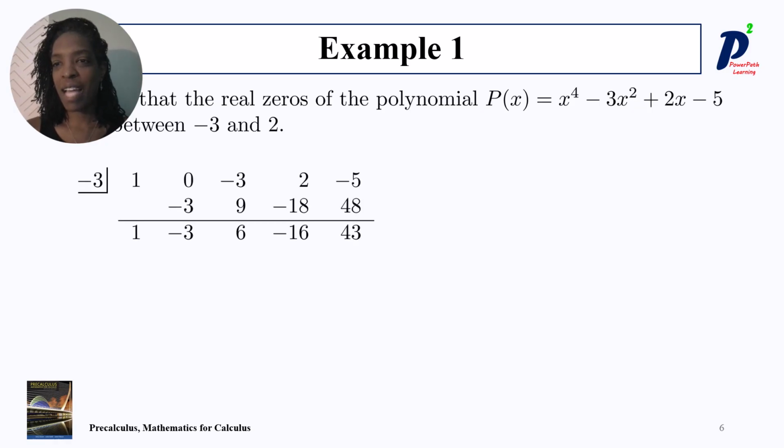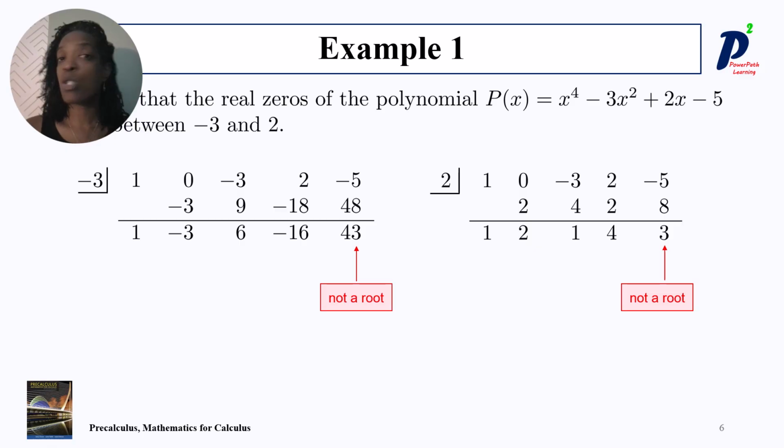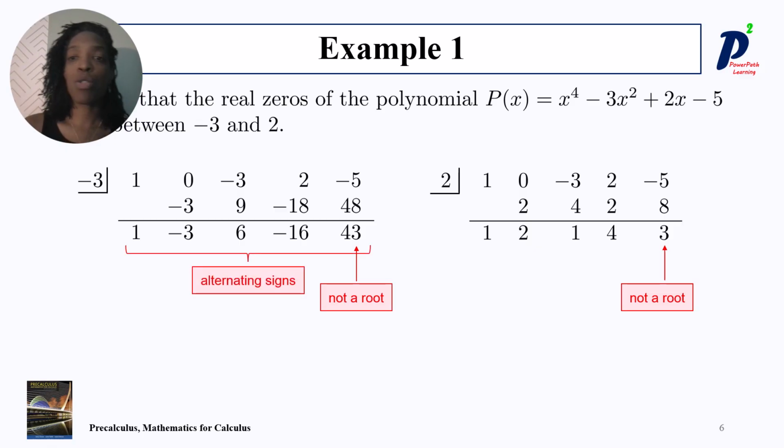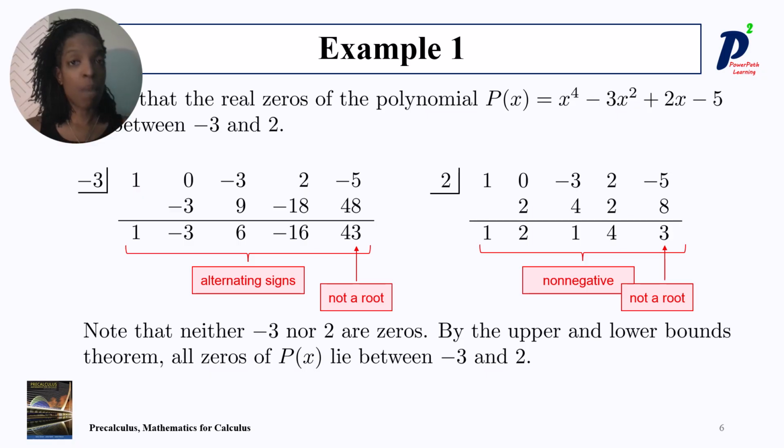Here's our synthetic division for x equals -3 and our synthetic division for x equals 2. For both, the remainder is non-zero, so these are not roots. The quotient and remainder line for x equals -3 has alternating signs. Okay, so this is a lower bound. For x equals 2, notice that we have non-negative entries in the quotient and remainder line, so this is an upper bound. So we can say that number 1, neither of them are zeros, and number 2, by the upper and lower bounds theorem, all of the zeros lie between -3 and 2.